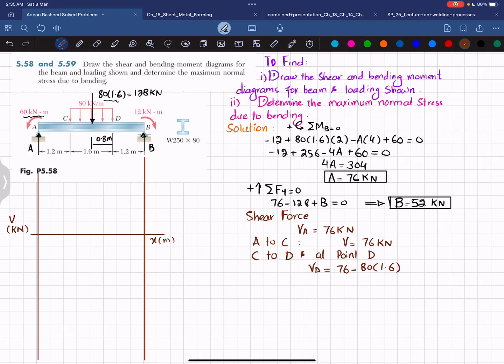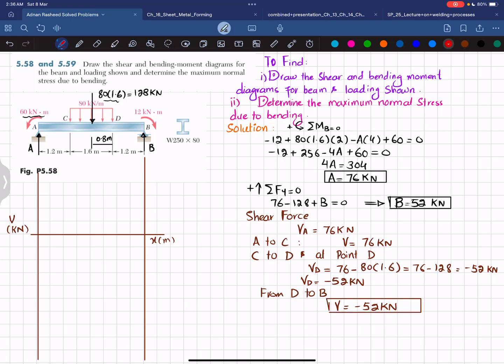Okay, and that will give you 76 minus 128. So it will give you minus 52 kN. Okay, so VD is equal to minus 52 kN. Okay, from D to B, you can see from D to B there is no load, so shear force from D to B will be equal to minus 52 kilonewton. Now you have all these values. So let's move and draw the shear force diagram.